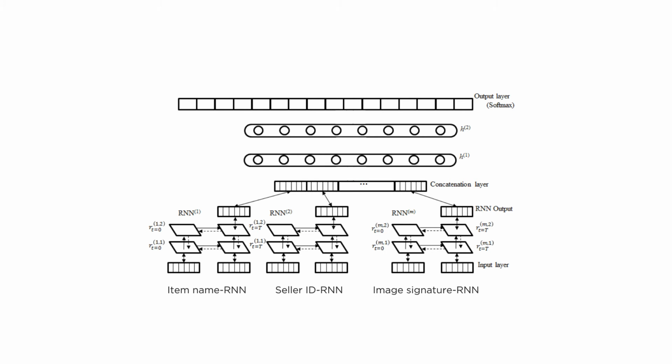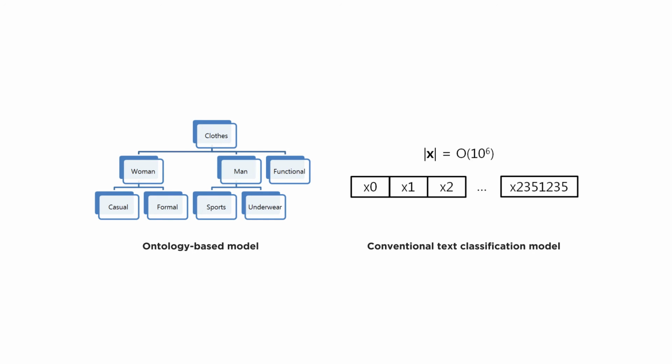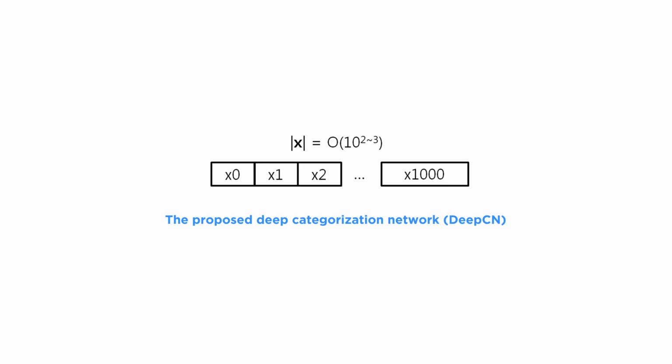We use multiple recurrent neural networks for each metadata attribute, such as item title, shopping mall seller's ID, and image signature, to enhance the categorization accuracy. Our method does not need ontology information on category hierarchies and uses a compact feature representation learned by deep learning.